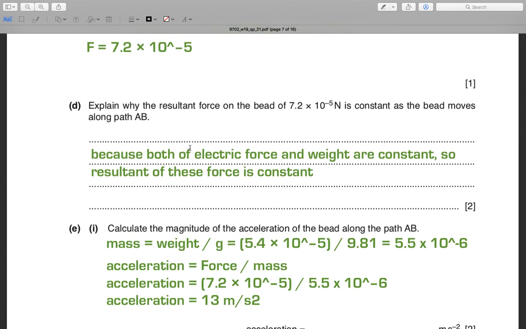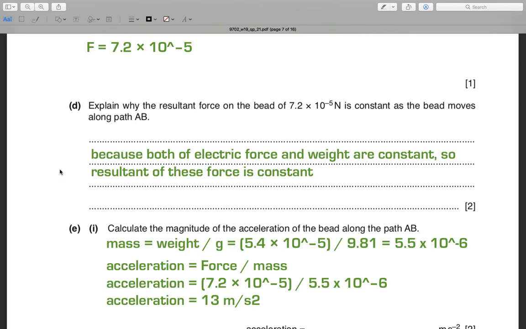Explain why the resultant force on the bead of 7.2 times 10 power minus 5 is constant as the bead moves along path AB. Because the electric field is constant, the electric force is constant, and the weight is also constant. Gravitational acceleration is constant and the mass cannot change to another value. So we can say the resultant force is constant. Okay, continue to the other question.